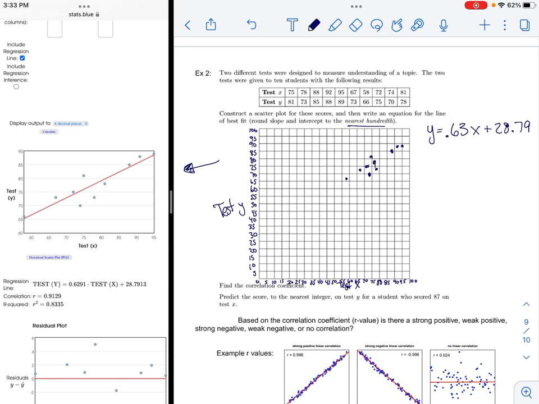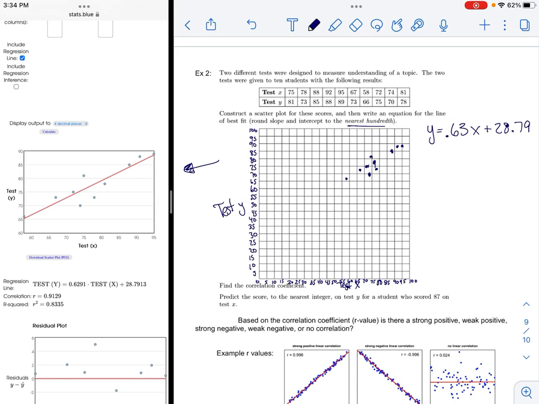Okay, you'll notice once I finish, it's not perfect, but it looks pretty similar to the one to the left here on stats.blue. So we will go ahead and move on to the next thing. It doesn't ask us to write the line in, so it just asks us to plot the points. That's all I'm going to do.